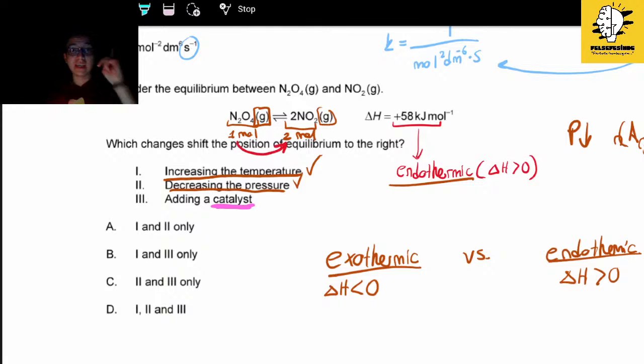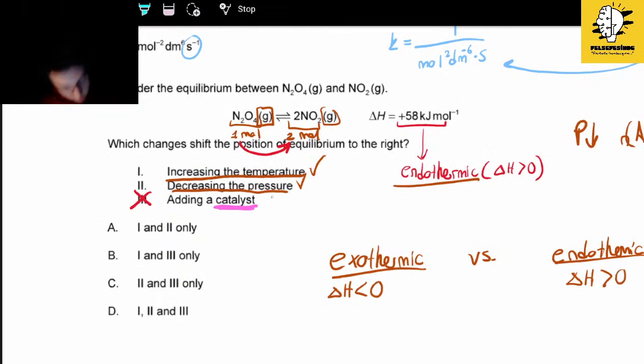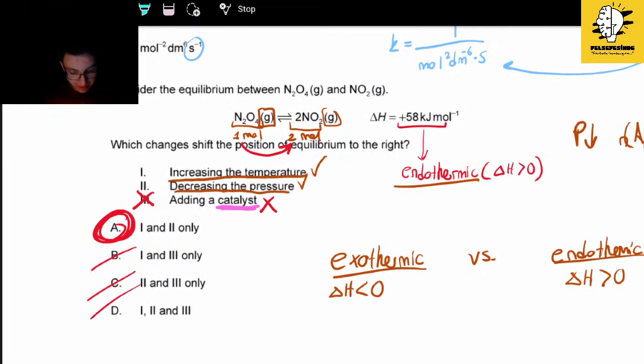But adding a catalyst, as I said before, increases the rate of both forward and backward reaction. So there will not be a shift. So it will be only 1 and 2. Perfect.